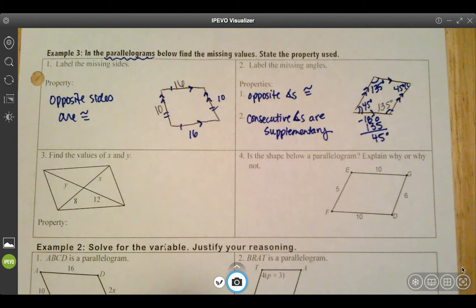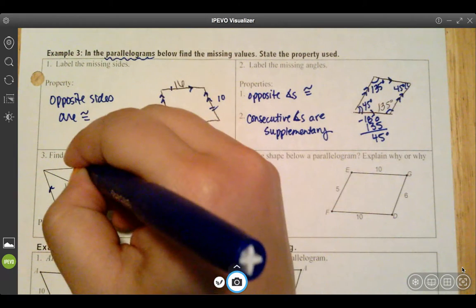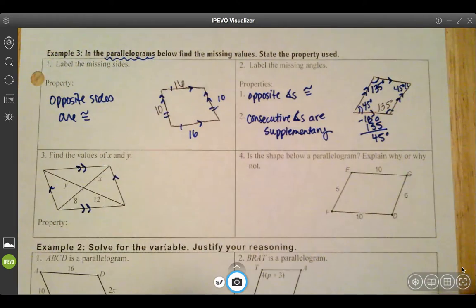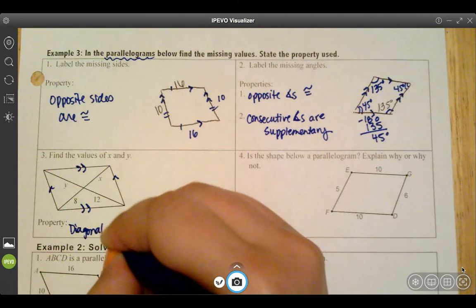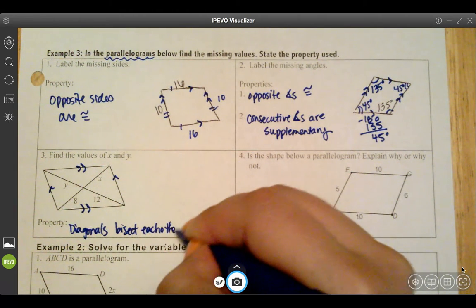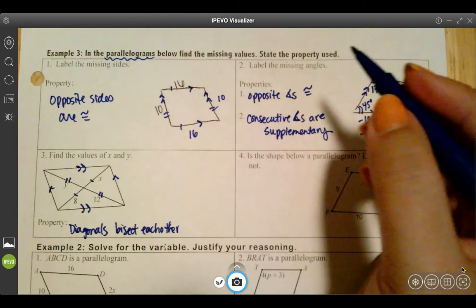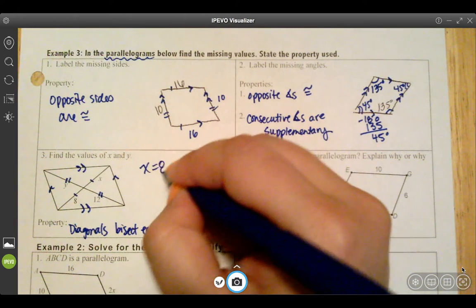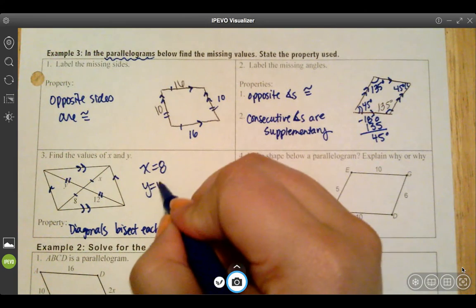For part 3, we want to find the values of x and y. In this case, we're not looking at the side lengths, we're not looking at the angle measures, we're looking at the diagonals. And what we know about the diagonals is that diagonals bisect each other. And what that tells us is that each diagonal is split into two congruent pieces. So x has to be 8 because it's congruent to 8, and y has to be 12.